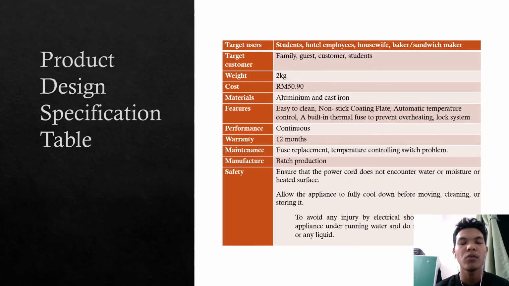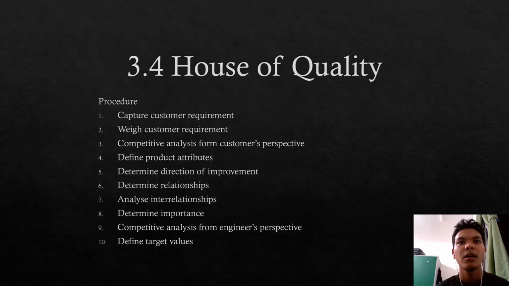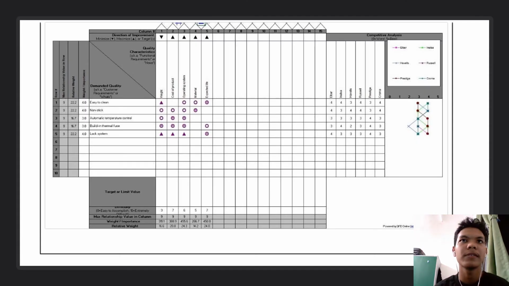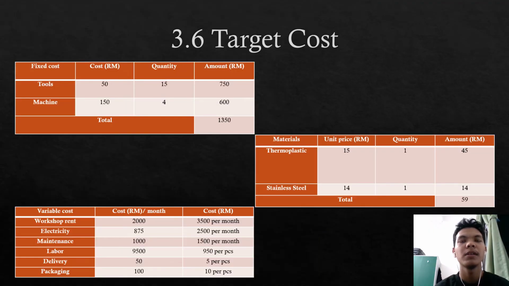Next, this is our product design specification table. Next is benchmarking. We take Concord Sandwich Maker as our benchmark, and this is the feature of the product. House of quality has 10 procedures as below. This is our house of quality for our product. Final specification. This is our target cost for our product.